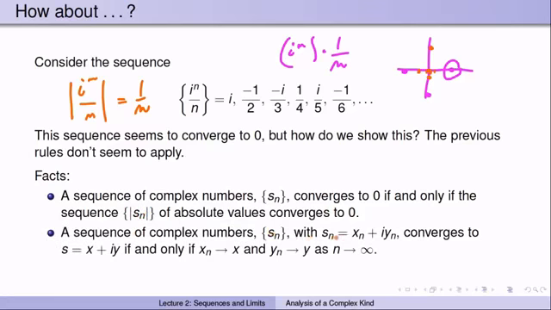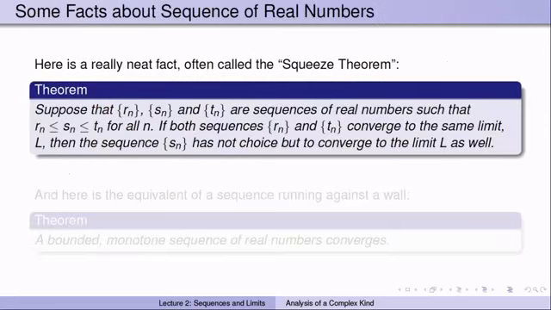Another fact is that a sequence of complex numbers converges to a limit if the real parts of the sequence converge to the real part of the limit, and the imaginary parts converge to the imaginary part of the limit. So the real parts need to converge, and the imaginary parts need to converge, and that makes the whole sequence converge.